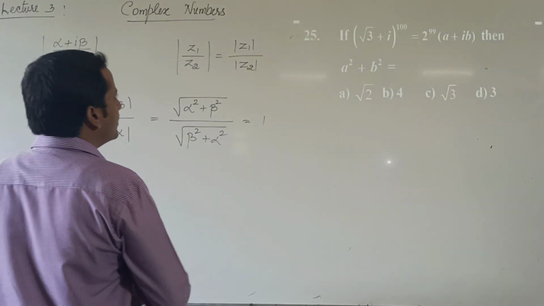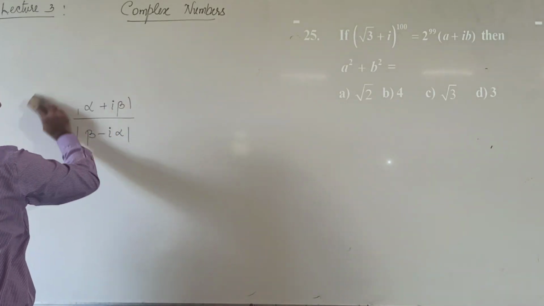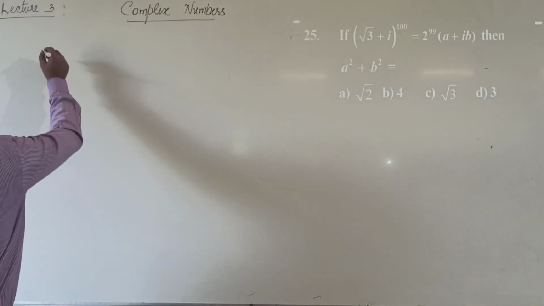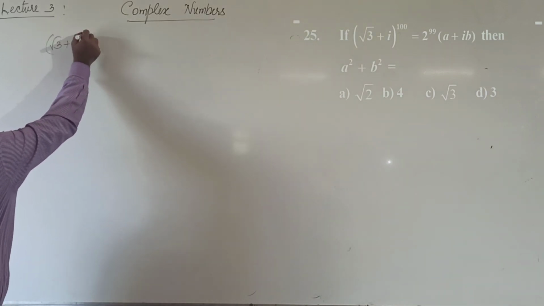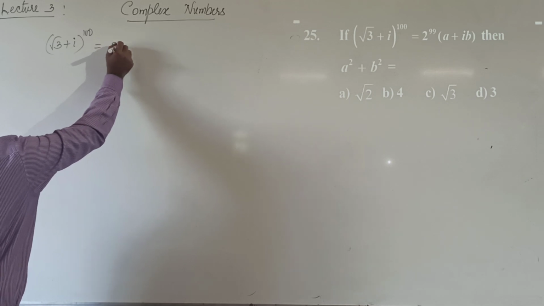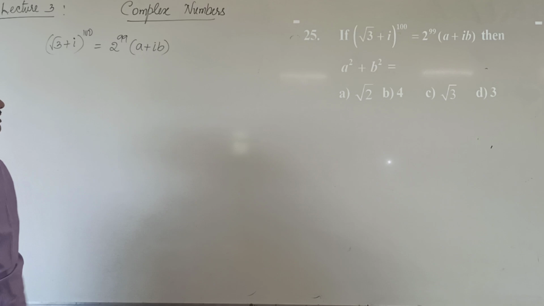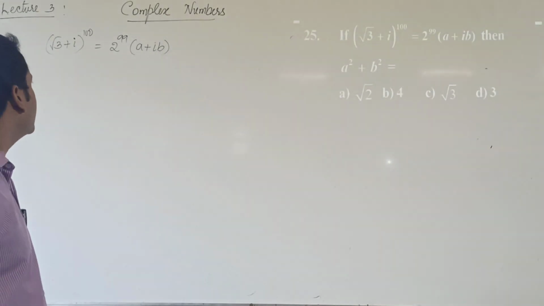Okay. Look at this question. If root 3 plus i whole power 100 is equal to 2 power 99 into a plus ib, then what is a square plus b square? That's the question we asked.